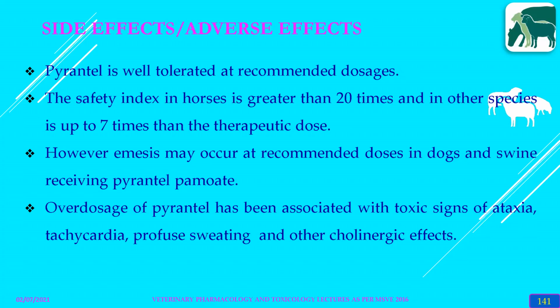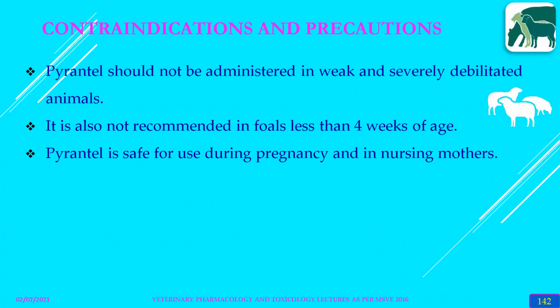So coming to the contraindications and precautions, PYRANTEL should not be administered, especially in weak and debilitated animals. They will get all the toxicity signs, as it is a non-specific cholinomimetic agent. It is also not recommended in foals less than 4 weeks of age. Just like ivermectin, it is not indicated for poorly bred dogs and also puppies less than 12 weeks of age.